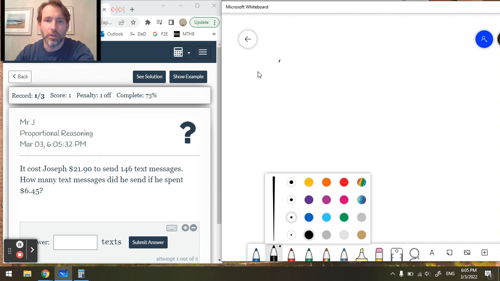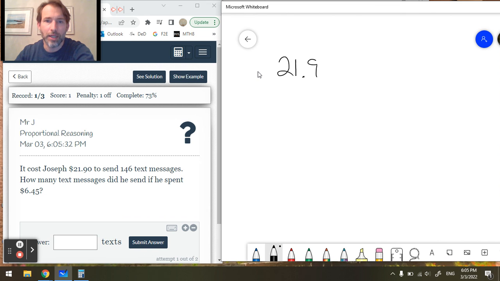All right, so $21.90 per 146 text messages. So this is equal to 146 times the cost of a single text message. 146 text messages multiplied by the cost of a single text message gives you this. So that's an equation I can build here. How many text messages did he send if he spent $6.45? Well, let's go through the same process. Here I'm going to divide both sides by 146.